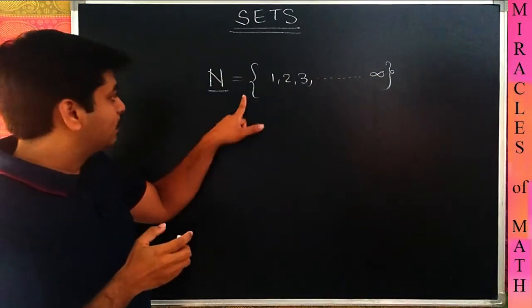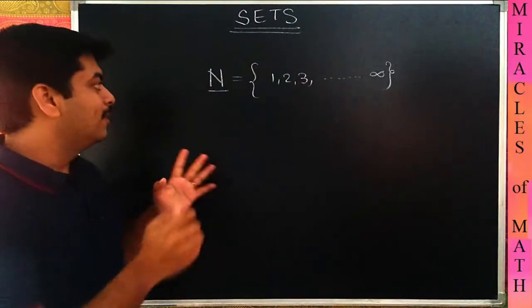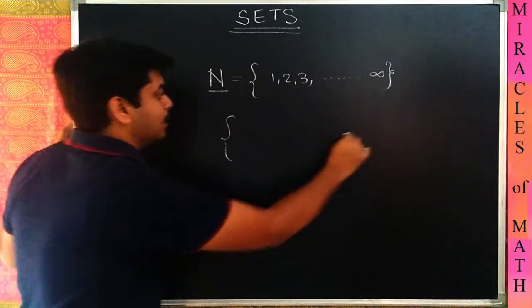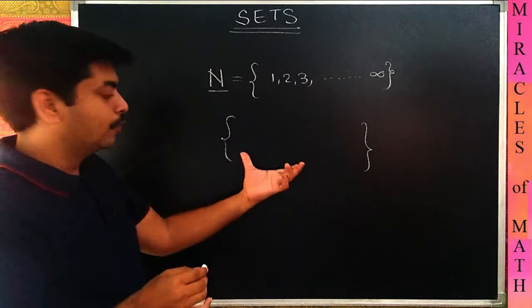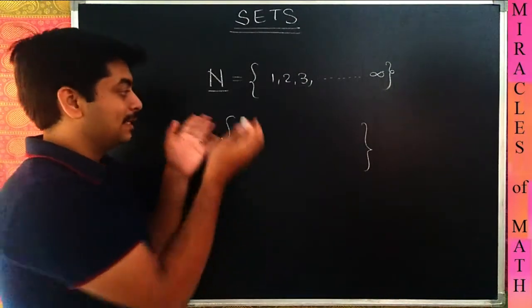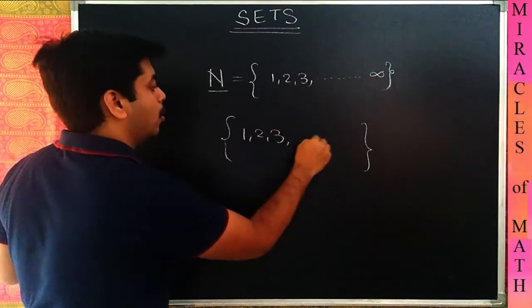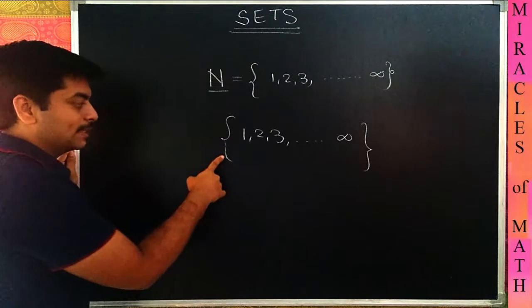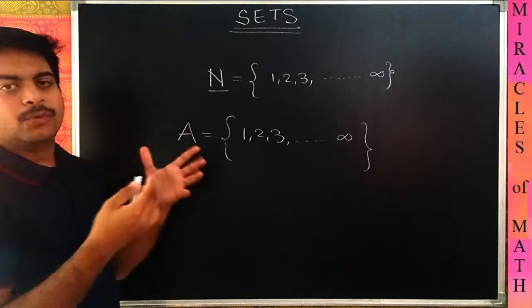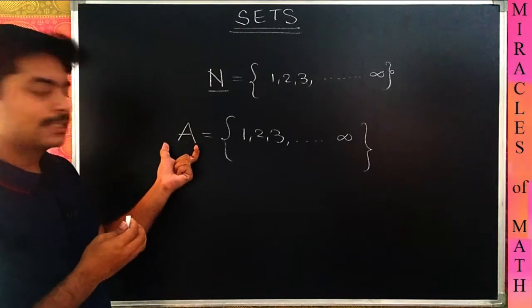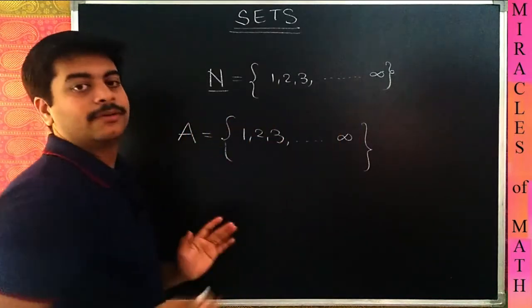So what is the meaning of these brackets and these elements inside them? Always a set is represented with two flower brackets, and all the elements are listed inside that. That means 1, 2, 3 and so on till infinity. A set is always represented with a capital letter, like capital A, capital B, N, W, whatever it is, and all the elements are written inside the flower brackets.